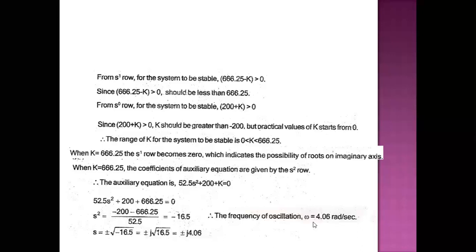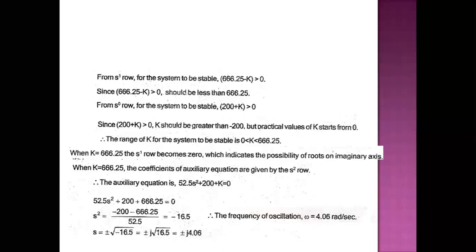Okay, the next case will be, if all the elements in a row are 0, you have to formulate an auxiliary equation. Then you differentiate the auxiliary equation with respect to s, and you will get the coefficients of the unknown elements. Okay, from that you can proceed and fill up all the elements. Once we have the auxiliary equation, from that you can find out the poles located on the imaginary axis and also the oscillation frequency.